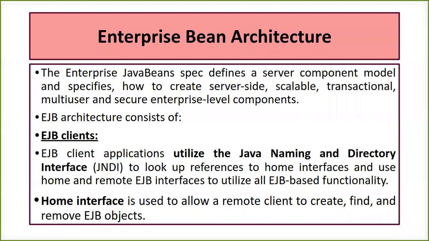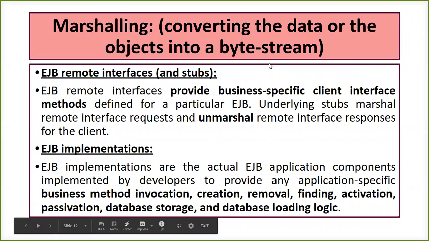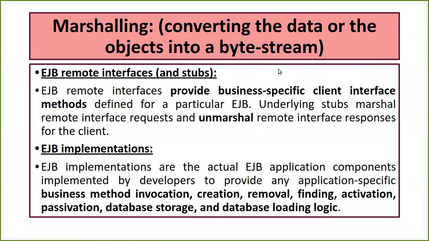Remote interface is going to allow the client to create, find and remove the objects we are going to create. And then we have the EJB remote interface, which is responsible for providing the business logic, and which also handles the conversion of the data that your objects may be holding. So we'll have marshalling and unmarshalling. When we deal with the client's request, it is the conversion of the data into a byte stream so that the JVM can understand. It is known as marshalling. And the unmarshalling, that means the response we send back to the client, is called unmarshalling.